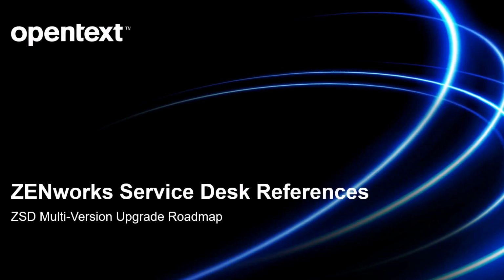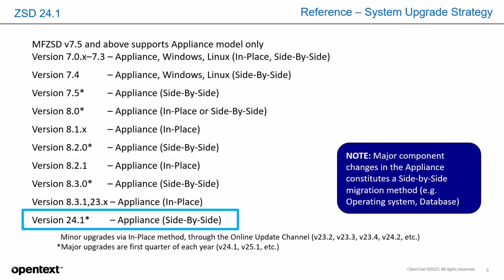So ZenWorks Service Desk references using the multi-version upgrade roadmap. So let's look at the roadmap and where we've been. So we go back to 7.5 when it became an appliance model. And then we did side-by-sides for the appliance on major releases. And you can see that here we're on 24.1. Every major release is an appliance side-by-side, which is what we'll display today. The minor upgrades are the .2, .3, and .4 releases, whereas the major releases are now the .1 releases.